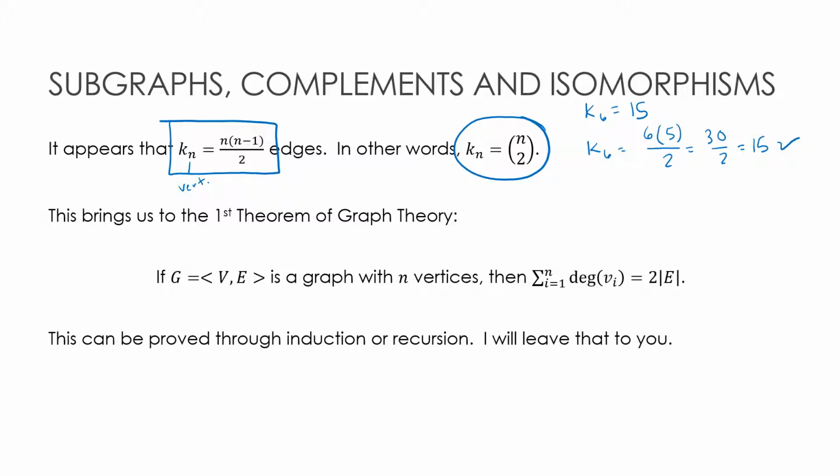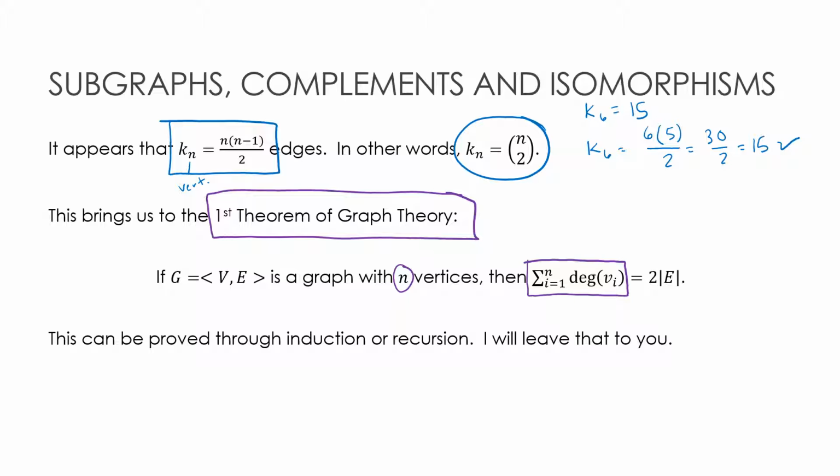Completely up to you. Now, this brings us to the first theorem of graph theory. The first theorem of graph theory says if we have a graph with n vertices, and notice this is not specifying a complete graph, this is just any graph with n vertices, then the sum of the degree of all of the vertices is equal to 2 times the number of edges. Now, hopefully, the concept of that is pretty straightforward. Let's think about that for a moment.